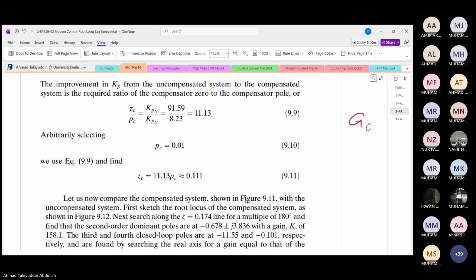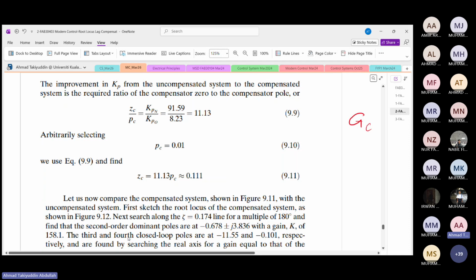Right. So then we are going to talk about the next thing you are going to have for the third and fourth poles. According to the explanation here, the third pole is minus 11.55 and the fourth pole is minus 0.101.